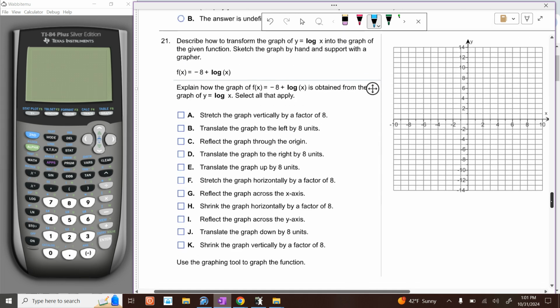And then this one is what we had today. The only thing that happened to this one is it translated down by 8 units from the normal log. Okay, so 21 questions.